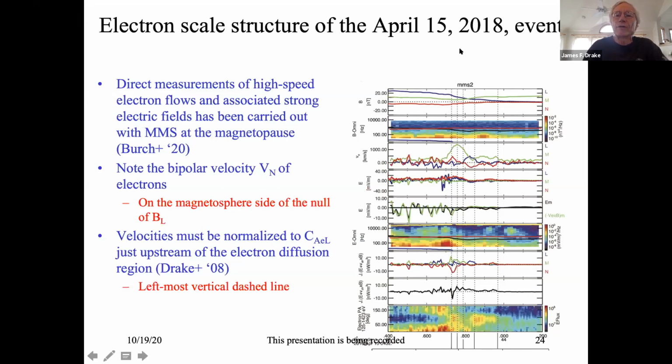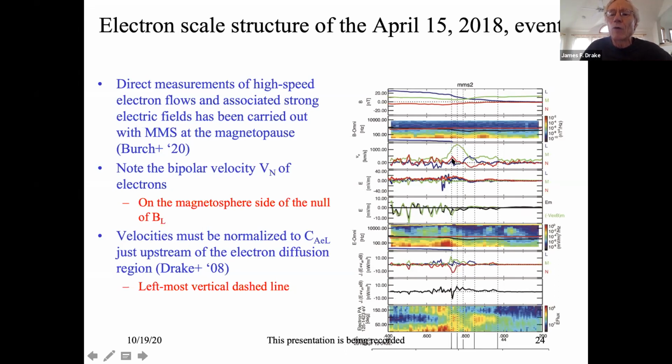And so this is an April 15, 2018 event. And here is the reconnecting magnetic field, the L component. And again, you notice that the null point is here, but all the action is actually over here on the sphere side. Again, this is magnetopause. And what you can see here, here's the out-of-plane current carried by the electrons. And what I want you to focus on is this red, which is the normal electron flow speed. And you notice it has a bipolar signature, plus and minus.